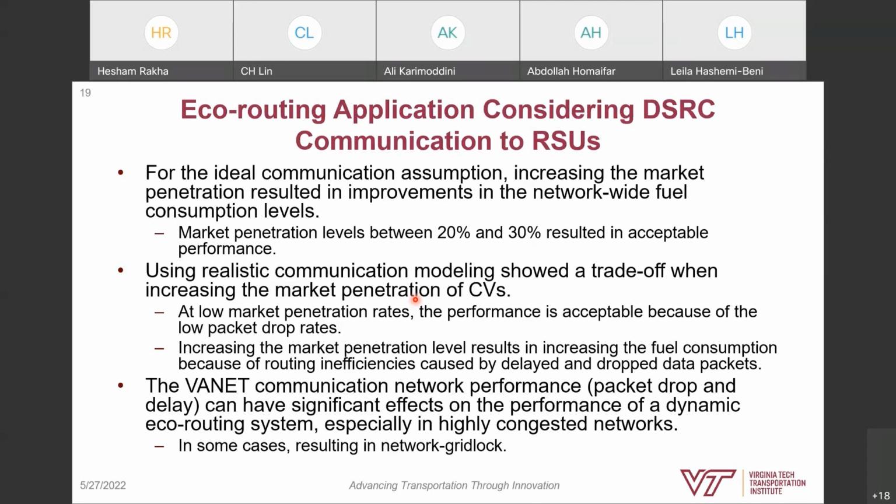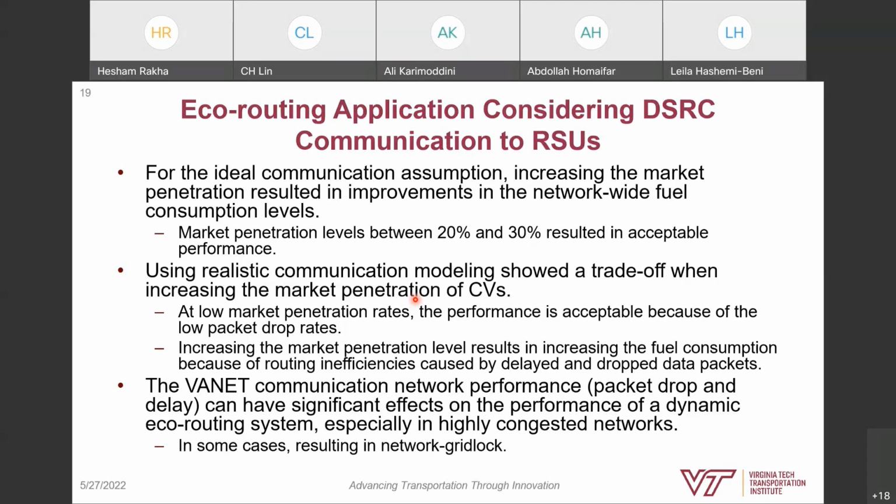Now, at low levels of market penetration, I have low observability and low controllability. At high levels of market penetration, I have very high observability and very high controllability. And so under those conditions, I should get better benefits than for low levels of market penetration. But if you consider the communication system, when you go into high levels of market penetration, you can overload the communication system. And what we found was that the sweet spot was around 20 to 30% market penetration, where we would get the highest benefits.